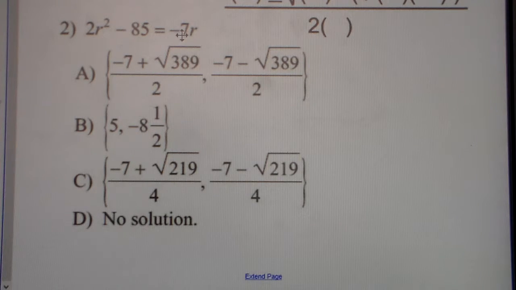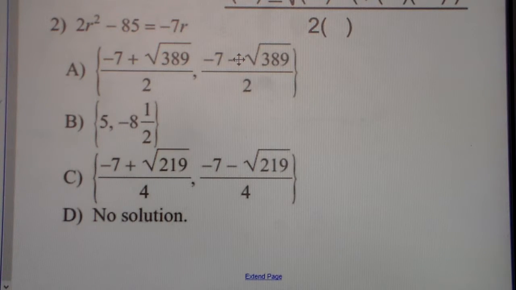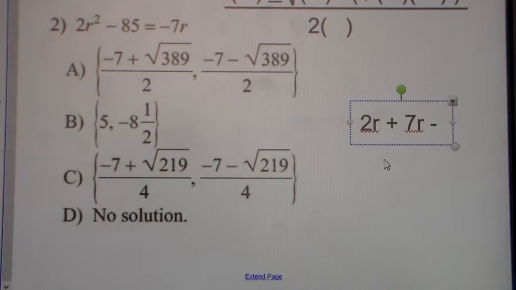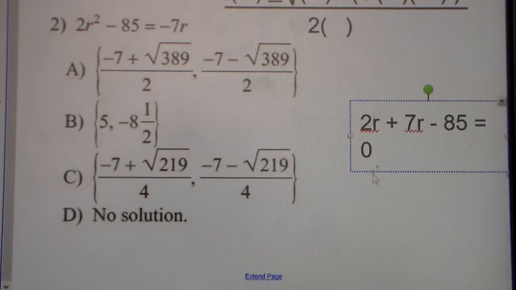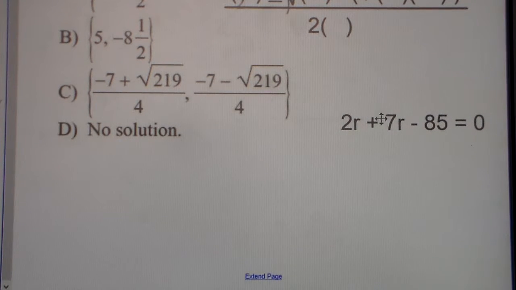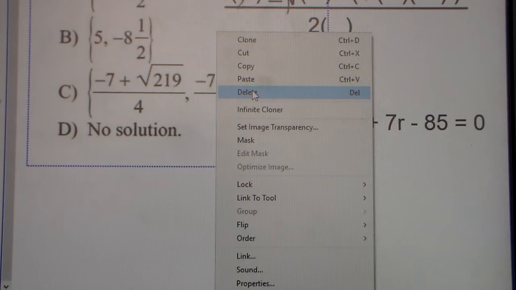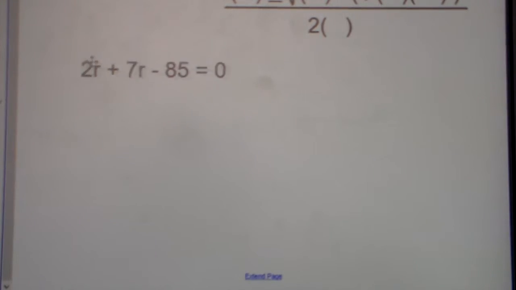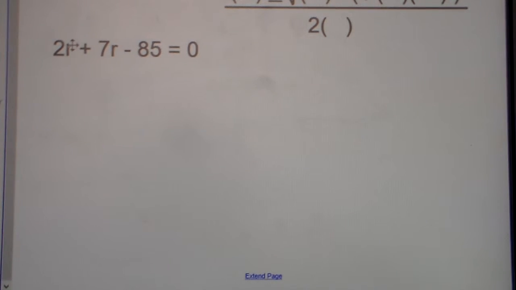Now what we've got to do is move that negative 7r to the other side. So to do that, we add 7r to both sides, and we're going to get the equation 2r squared plus 7r minus 85 equal to 0. So I'll move that out of the way. So we get this equation right here when we move it over.